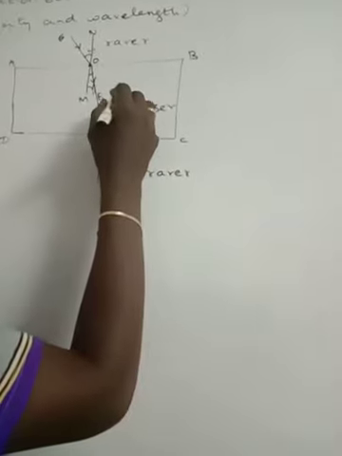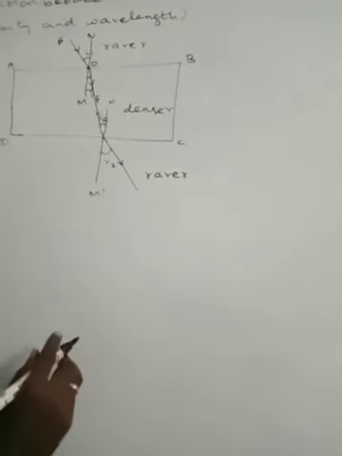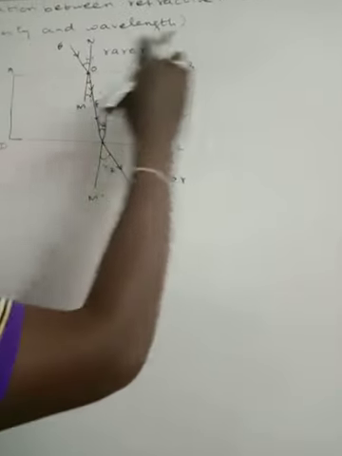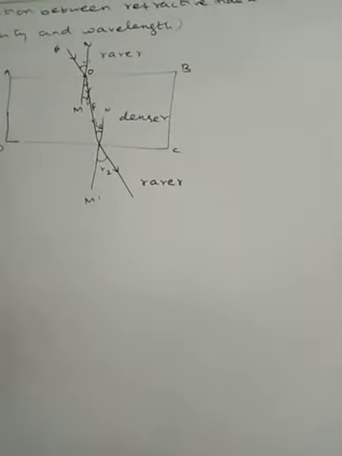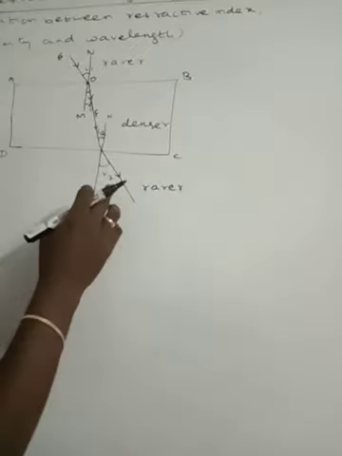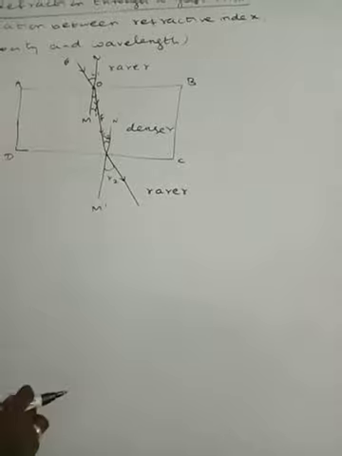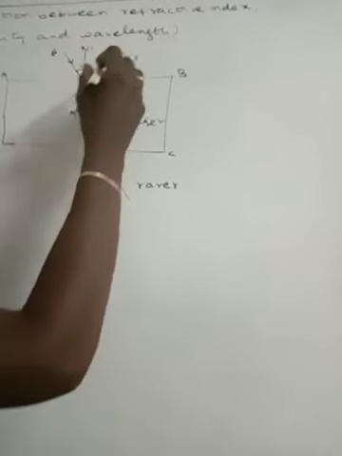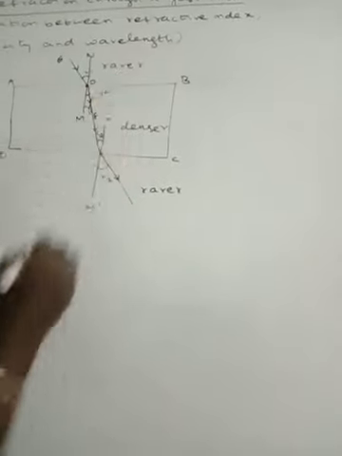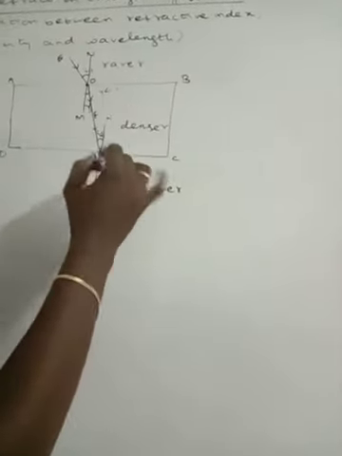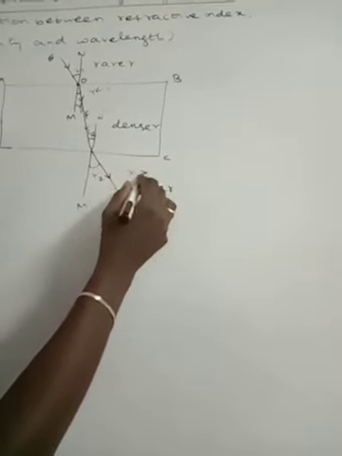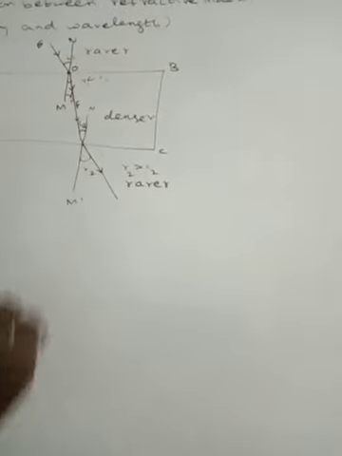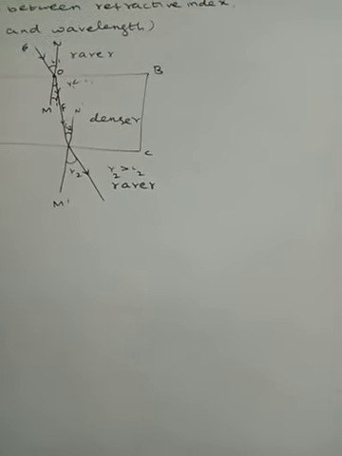R2. So the normal line is N dash M dash. i1, r1 are the angle of incidence and angle of refraction on the surface AB. i2, r2 are the angle of incidence and angle of refraction on the surface DC, the second surface. On the first surface the ray passes from rarer to denser, r is less than i. On the second surface the ray passes from denser to rarer, the angle of refraction is greater than the angle of incidence. r1 less than i1, r2 greater than i2.